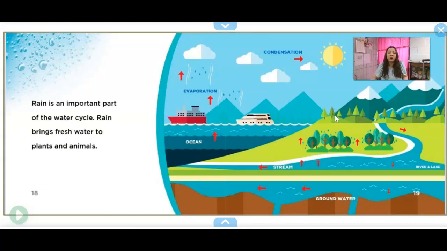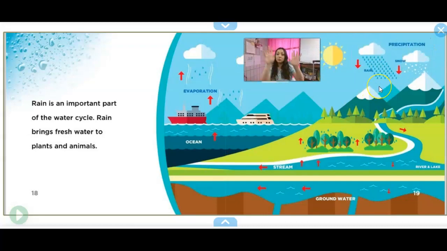Rain is an important part of the water cycle. Rain brings fresh water to plants and animals. So right here, it's kind of showing you. You've got the ocean and evaporation. The water vapor comes up. It forms into the clouds for condensation. And remember, those clouds move somewhere else, and then they're going to precipitate. Let me move it over so you can see it as rain or snow that comes down here. And then it can actually go down in the streams or into groundwater and start all over again.